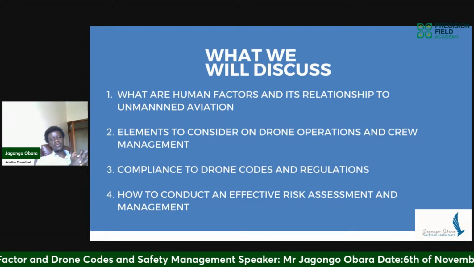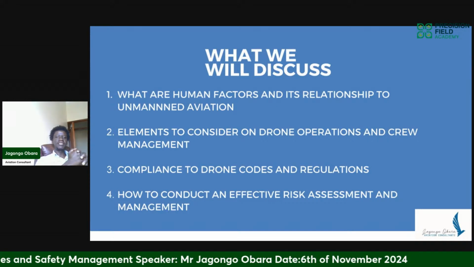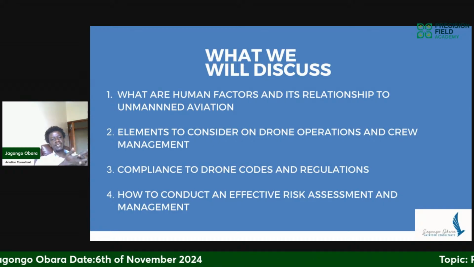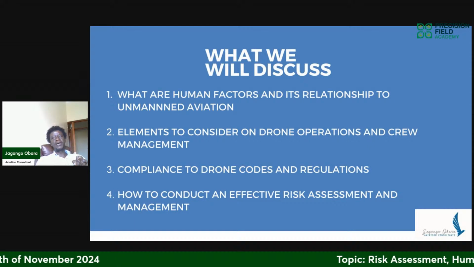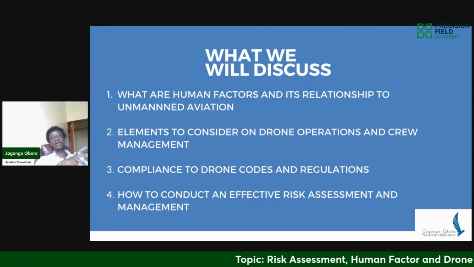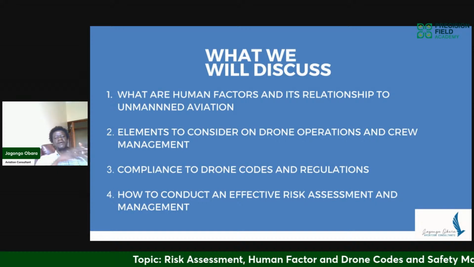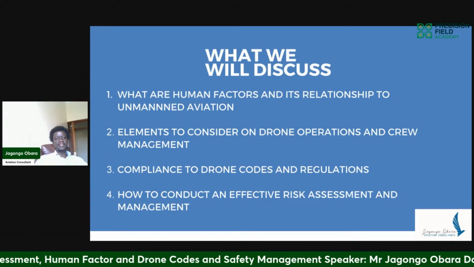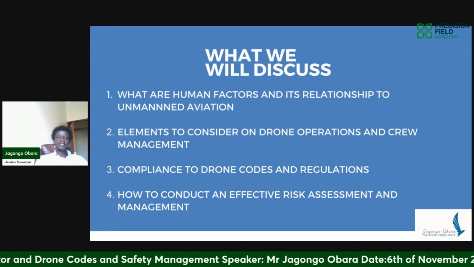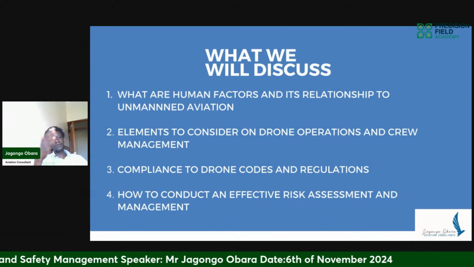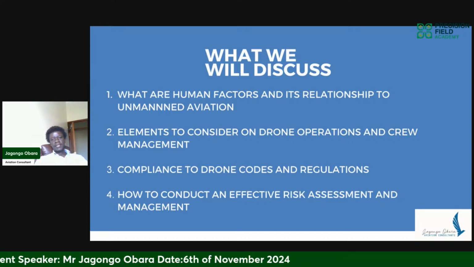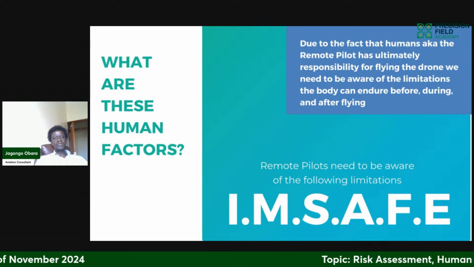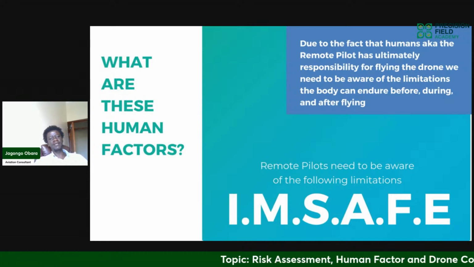Then the fourth element that we'll be looking at is how to conduct an effective risk assessment and how to manage these risks. Because doing a risk assessment and saying that, okay, we're going to fly high, we're going to avoid these trees, we're going to do 1, 2, 3, that is all well and good. But how do we manage it? How do we ensure that we are maintaining a safe operation from start to end? So now, having given that introduction, let's look into what these human factors are.